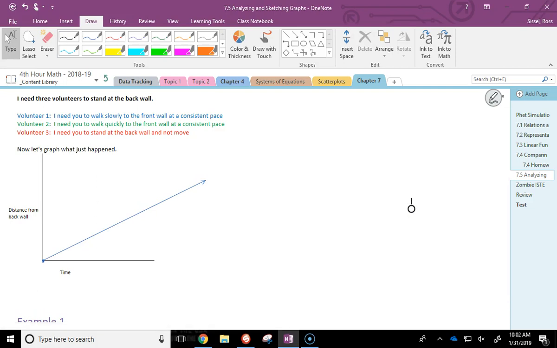All right, so volunteer 2, Evan. I need you to walk quickly from that wall to the front. Go ahead. Okay. How do you think that compares to Dusty? Much faster. When I graph his in green, he still started at the same place as Dusty. How is his graph going to be different? His line. It's going to be more steep. It's going a farther distance.